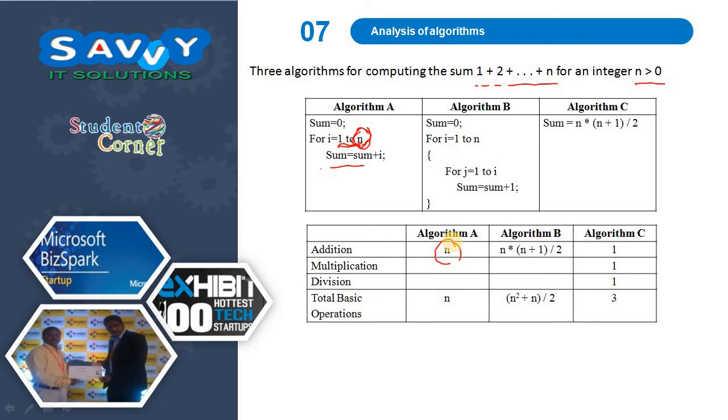And in the second, the first for loop is from 1 to n, and the second for loop is 1 to j. So n into n plus 1 by 2 times, that is order of n square. Coming to the third one, this is a single statement with three calculations: division, addition and multiplication. So the time complexity is 3. When compared, the third algorithm is the most efficient compared to 1 and 2.